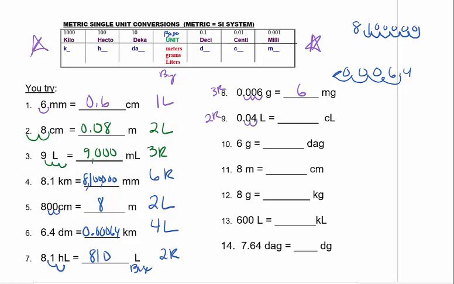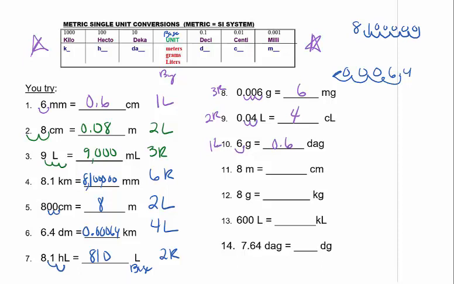So we take our decimal place and we move it 2 places to the right, and we get 4. Grams to decagrams is going to go from my unit in the center, and I'm going to go 1 unit to the left. So 1 unit to the left. So decimal is not there, so we put it at the end. That gives me 0.6 for my decagrams.